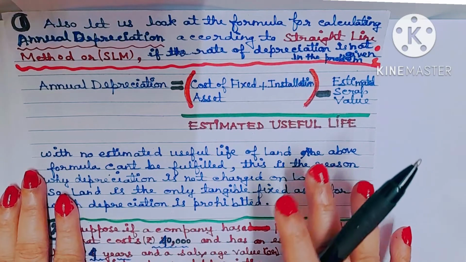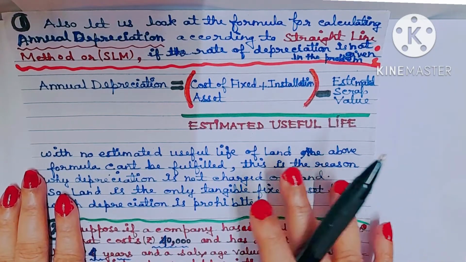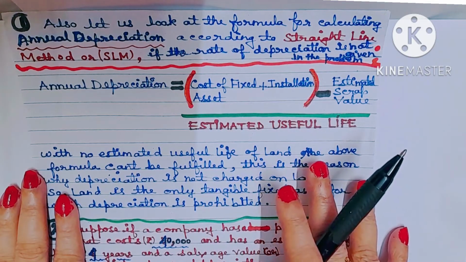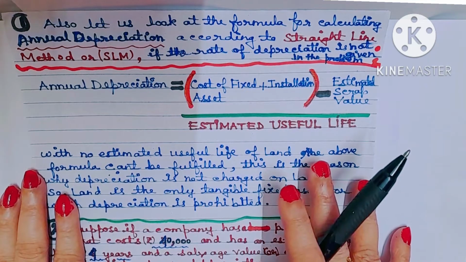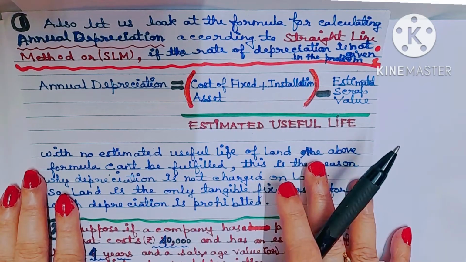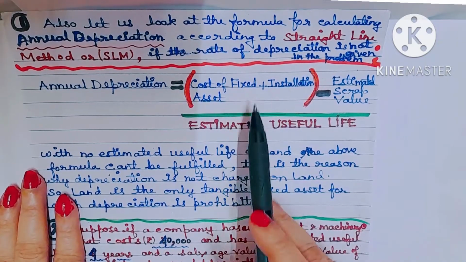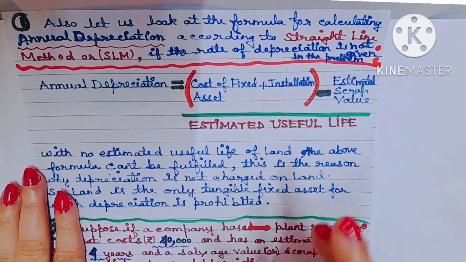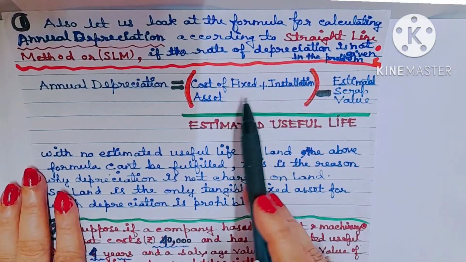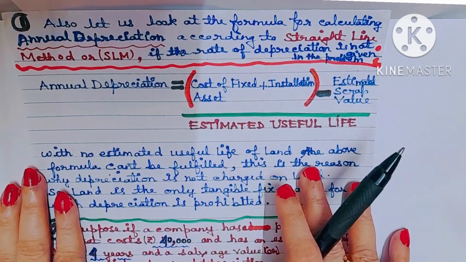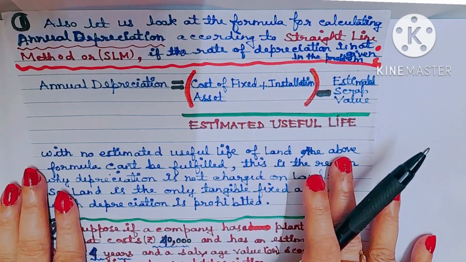So the cost of a fixed asset is determined after adding all expenses incurred for bringing the asset to usable condition. Understood? Any expenses connected with the asset to make it usable, we must always add. Understood?